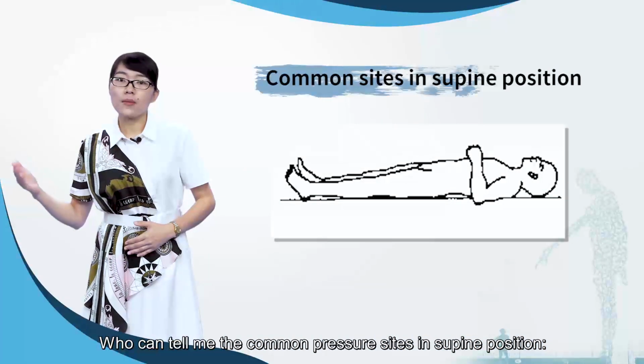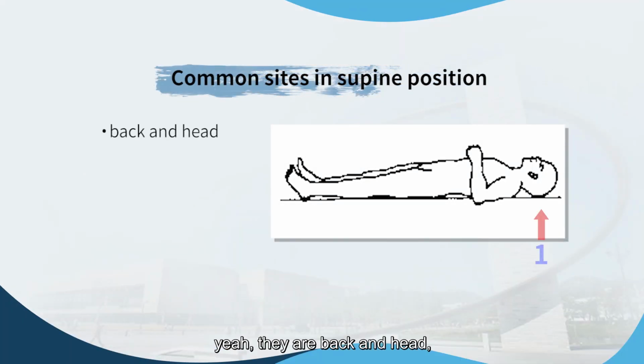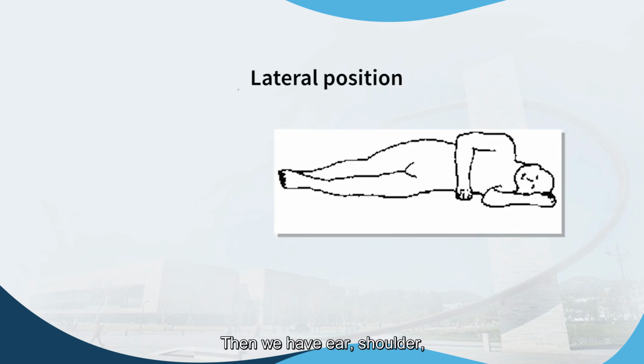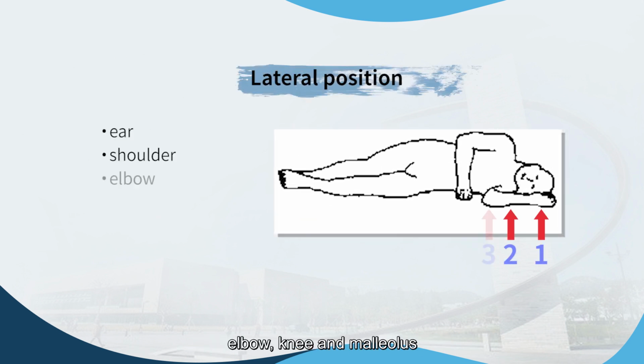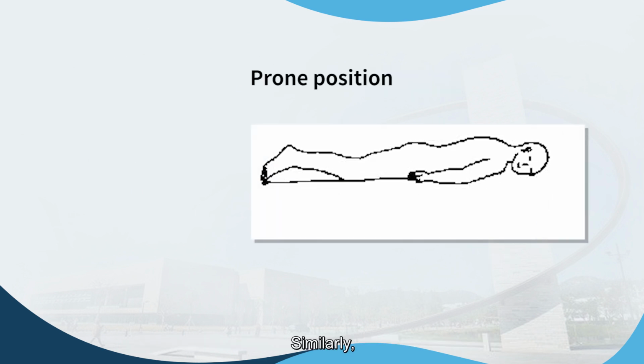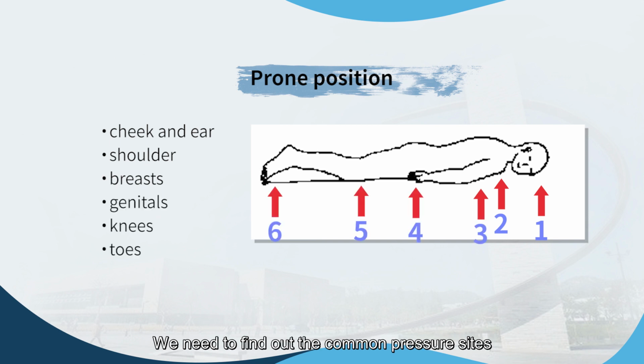Who can tell me the common pressure sites in supine position? Yeah, they are back of head, scapula, elbows, sacrum, and heels. Then we have ear, shoulder, elbow, knee, and malleolus, which are the common pressure sites in the lateral position. Similarly, you can see the risk areas in prone position. We need to find out common pressure sites in different positions so that we can prevent pressure ulcers.